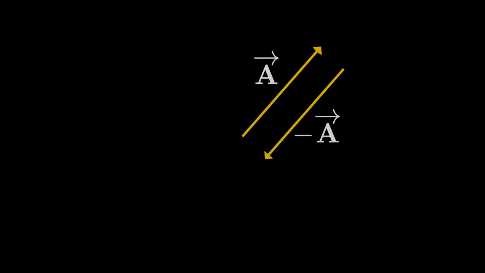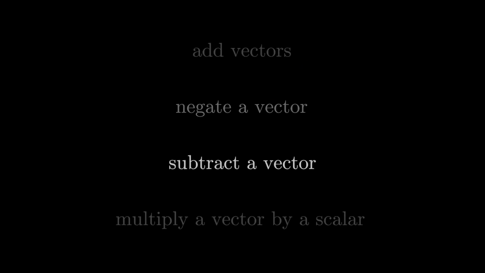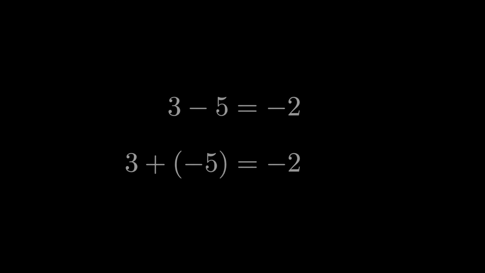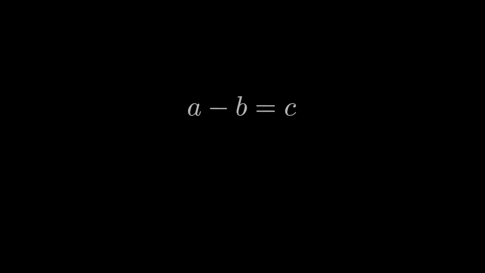Now let's move on to how we go about subtracting two vectors. I propose to you that we actually already know how to do this. We already know how to subtract two vectors. Let's look at this example. If we wanted a minus b, we could try to think about it from a different perspective. For example, we know 3 minus 5 is equal to negative 2, but we also know that 3 plus negative 5 is equal to negative 2. If we have two numbers, a and b, we know that if a minus b equals c, then a plus negative b is also equal to c.